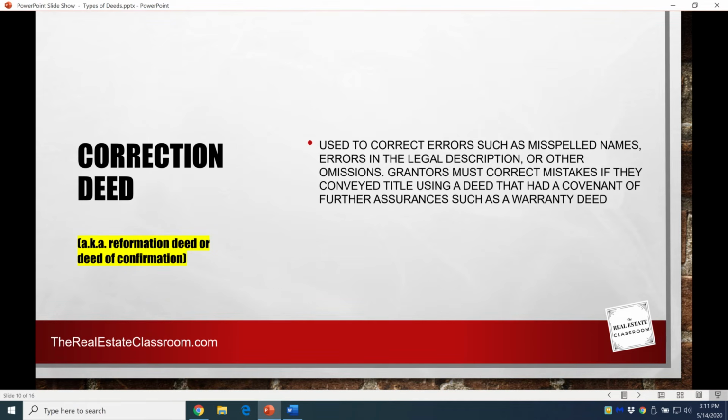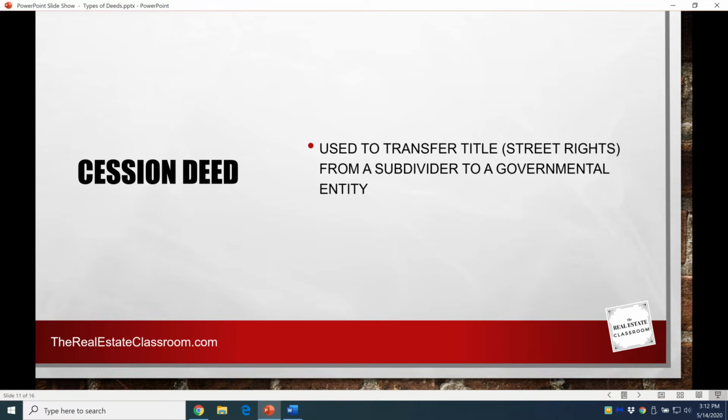Correction deed. Now, you need to know that a correction deed can also be called a reformation deed or a deed of confirmation. The real estate licensing exam may use those three terms interchangeably. And we use a correction deed to correct any errors, such as misspelled names on the deed that was used to convey title, errors in the legal description, or some other omission on the deed that was used to convey title from the grantor to the current grantee.